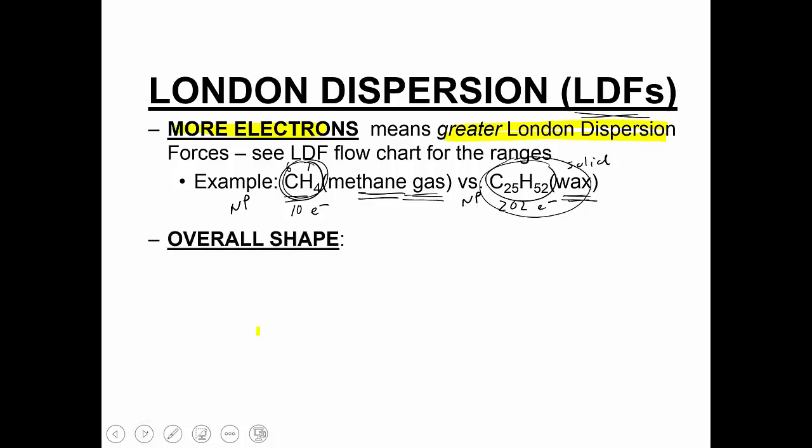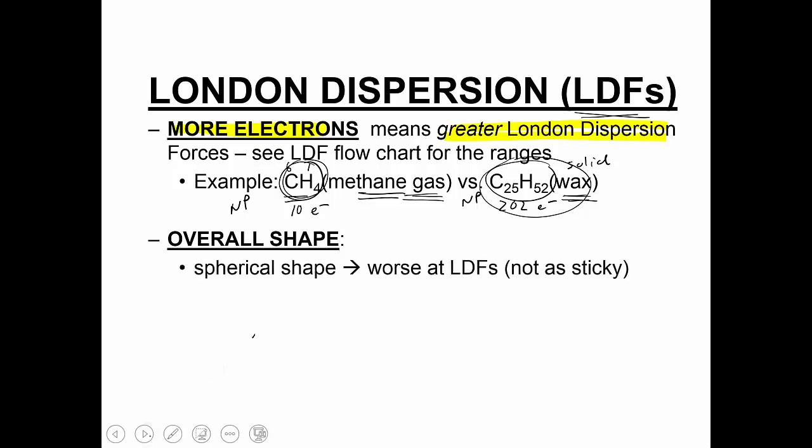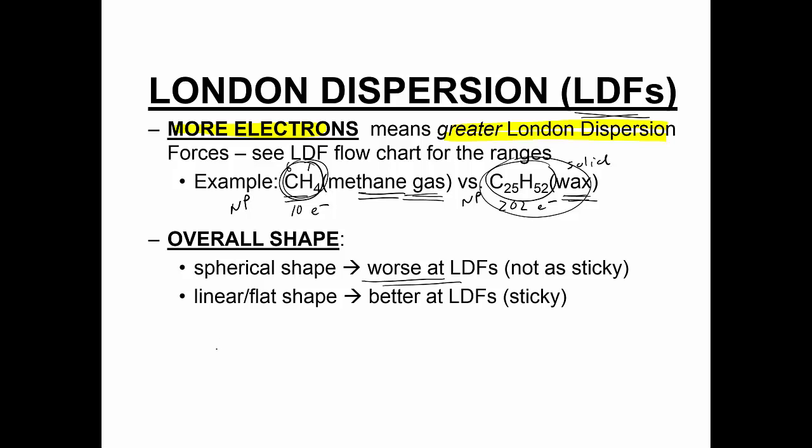Okay, the other thing to consider with LDFs is the overall shape of the molecule. So if you have a spherical shape, it's going to be worse at LDFs versus linear. So for example, if you have this molecule, this is called isobutane.